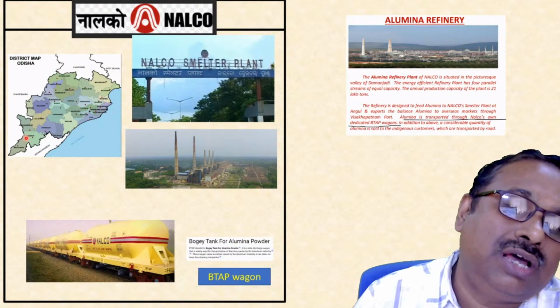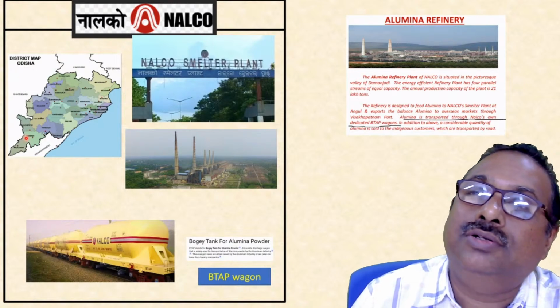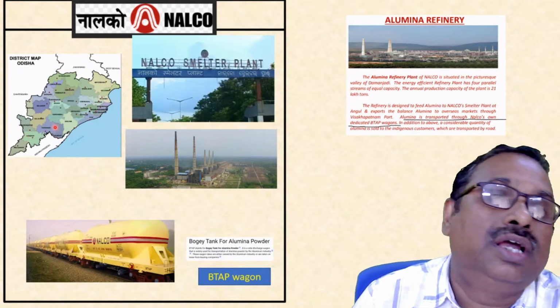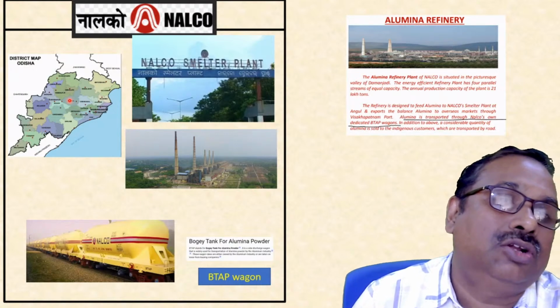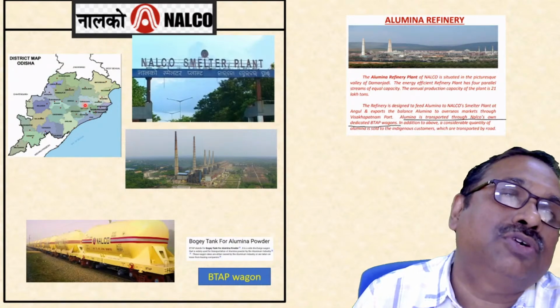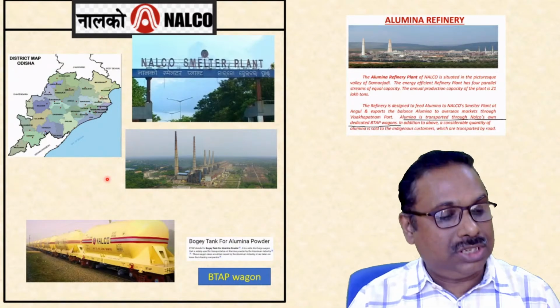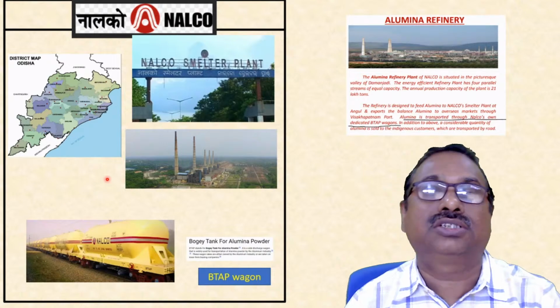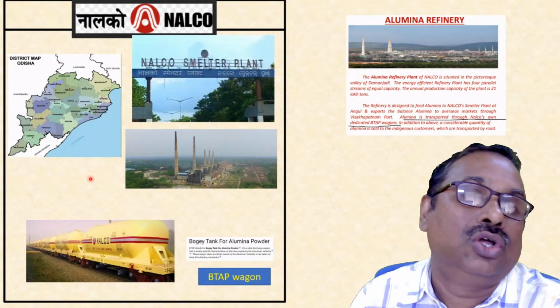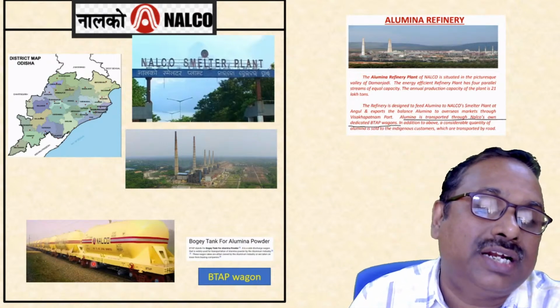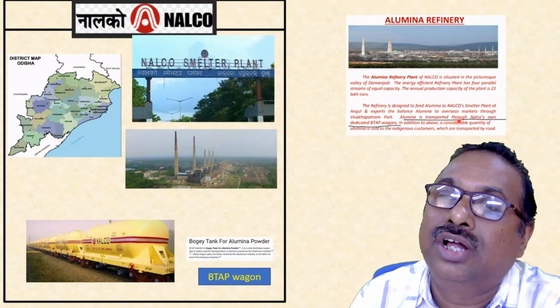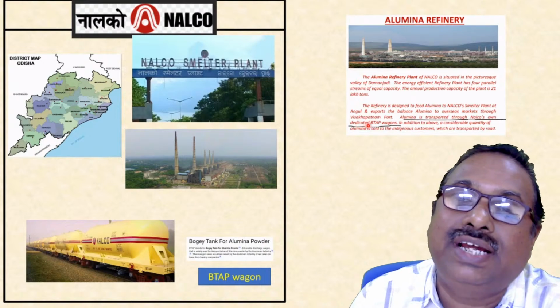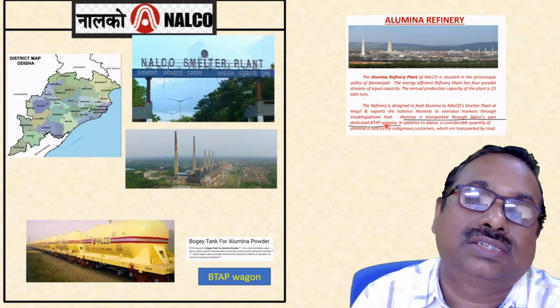So from Damanjodi, they have a plant. From Damanjodi to Anugul, it is around 451 kilometers. So how have they transported? And you have to transport this alumina. It is a voluminous material, huge material. So they have a dedicated rail. Alumina is transported through NALCO's own dedicated BTAP wagons.